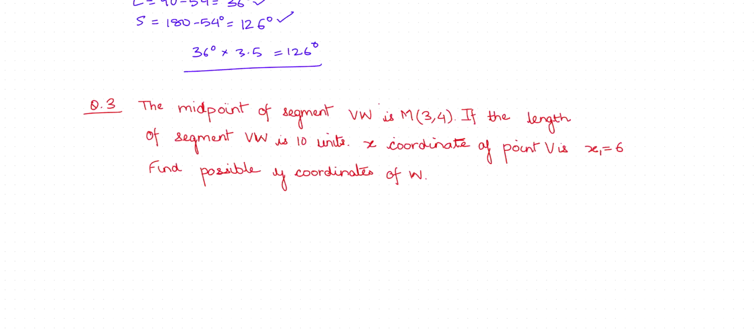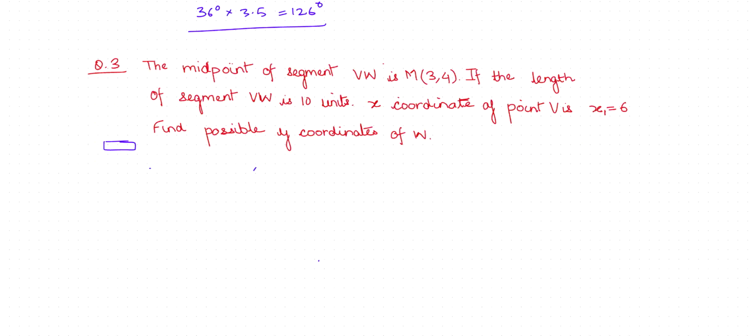So this is question 3. The midpoint of a segment VW is (3, 4), and the length is 10, and the x coordinate of V is given. Then you have to find the possible y coordinates of W. Please try this on your own and then you can check the solution. So the midpoint is given, the length of VW is given, and the x coordinate of V is given. So we have to find all the possible coordinates of W.